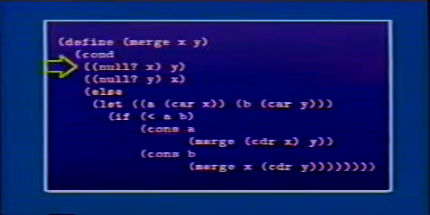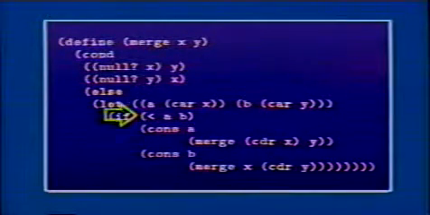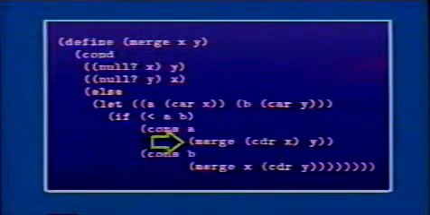It says if X is empty, the answer is Y. If Y is empty, the answer is X. Otherwise, you compare the first two elements. So you pick out the first thing in X and the first thing in Y. And then depending on which of those first elements is less, you stick the lower one onto the result of recursively merging, either chopping the first one off X or chopping the first one off Y. That's a standard kind of program.